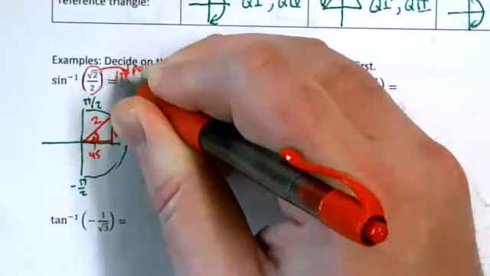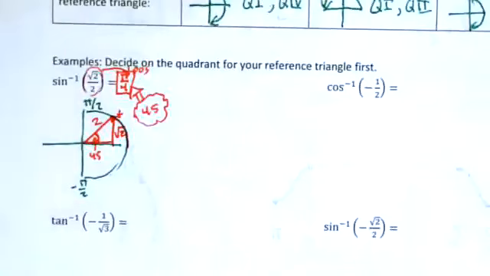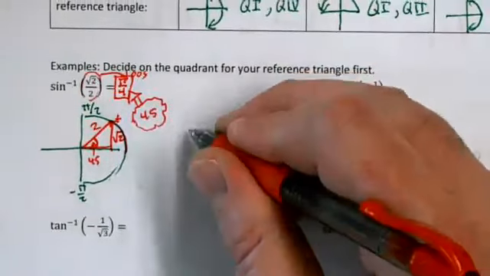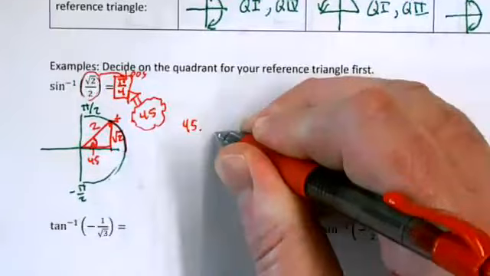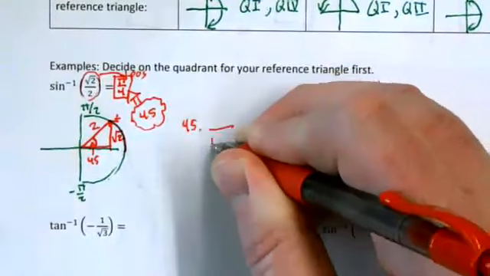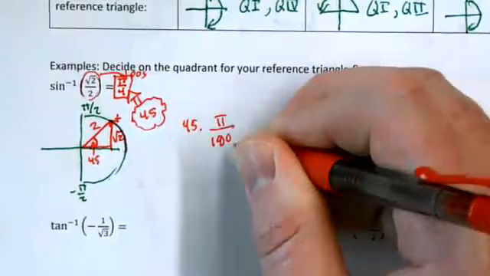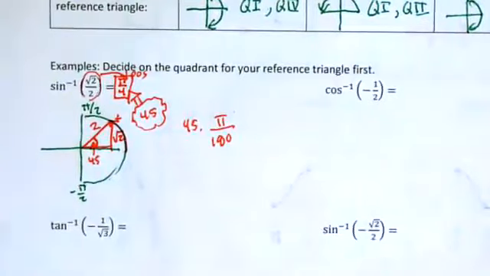You were right the first time. I heard pi over 3 somewhere. So 45 degrees is pi over 4. Again, if you didn't happen to know that, then you're going to have to do that thing where you go 45 times pi over 180 degrees, and then work that all out. And you're going to get pi over 4.